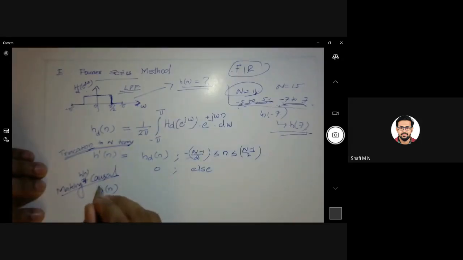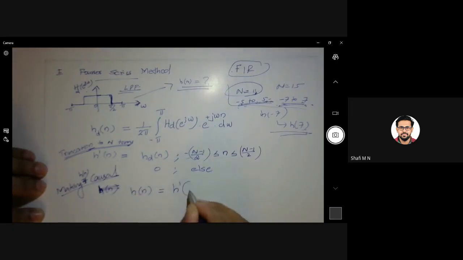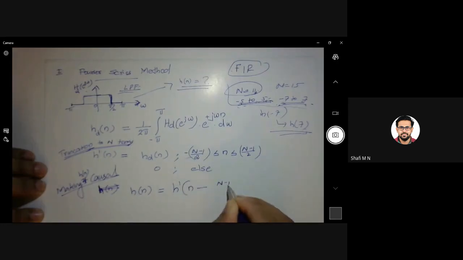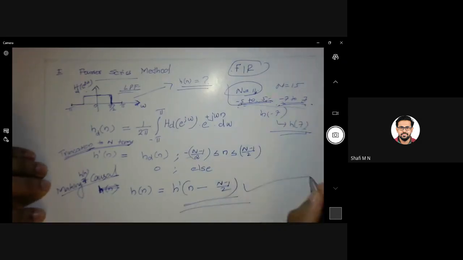ഇതിനെ ഞാൻ h of n എന്ന് വിളിക്കുന്നത്. കണ്ടോ, ഇവിടെ h dash എന്നാണ് വിളിച്ചത്. So what is your h of n now? h of n is equal to h dash of n minus (n minus 1) by 2. Just ഇതിനെ ഒരു (n minus 1) by 2 units shift ചെയ്യുക. That's it. And this will be my final designed filter.